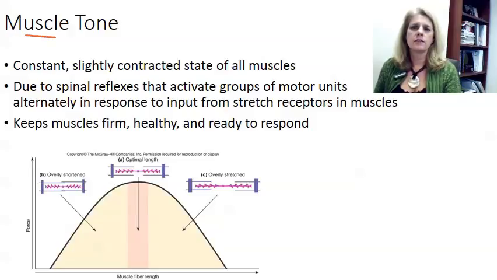Now the next concept is muscle tone. And muscle tone means that all your muscles are constantly slightly contracted. Okay, and you're like, really? Well, take a look at your hand.